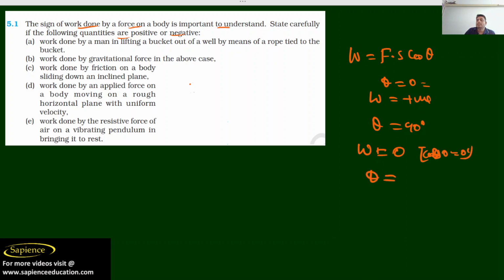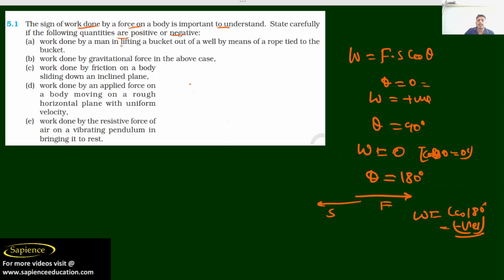Now, if theta is equal to 180 degree, that is when a force is applied in this direction and displacement happens in the opposite direction. So, in this case, work done will involve cos 180 degree, which is a negative value. You will get a negative value. So, by using this concept, I would like to solve this question.